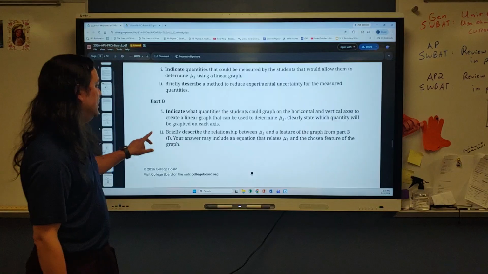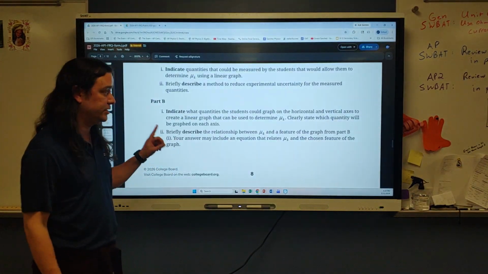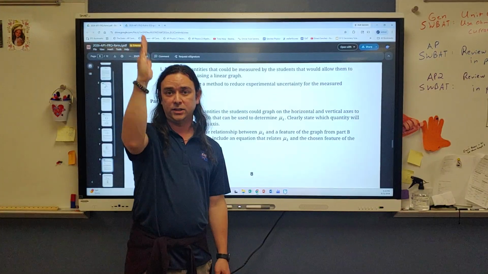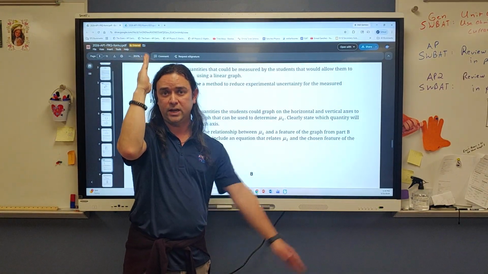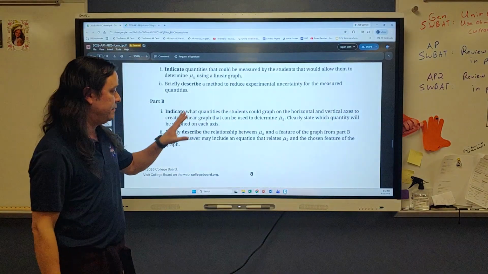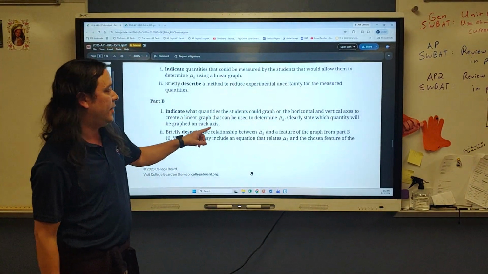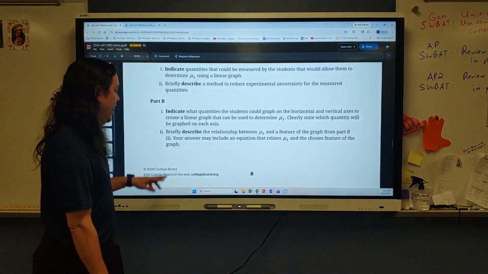For part B, indicate what quantities the students could graph on the horizontal and vertical axes. Tell us explicitly. The vertical axis should be this value, vertical release height. The horizontal axis should be the slide distance. Be very specific on that and tell me what goes on what axis. And then clearly state which quantity will be graphed on each axis.